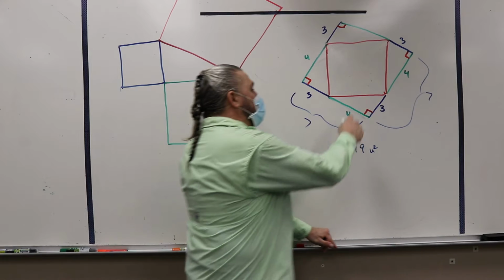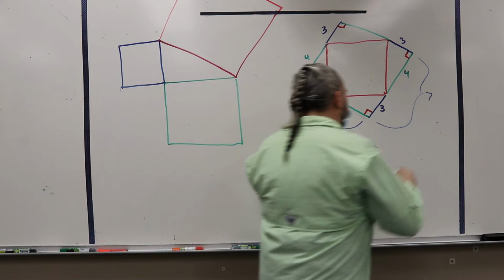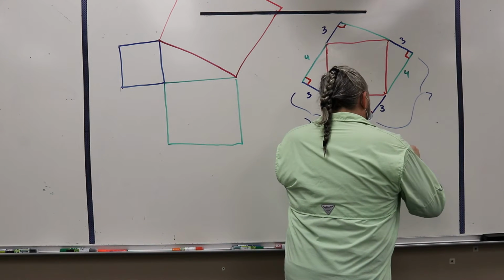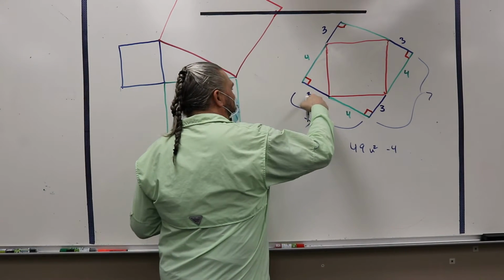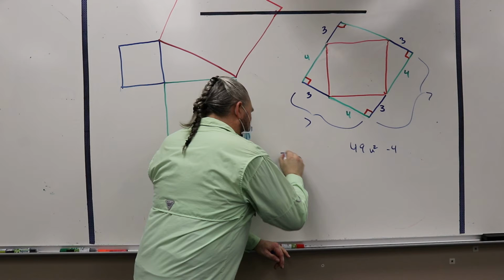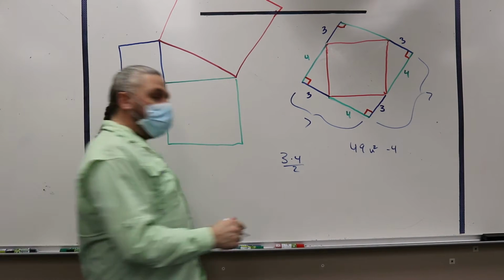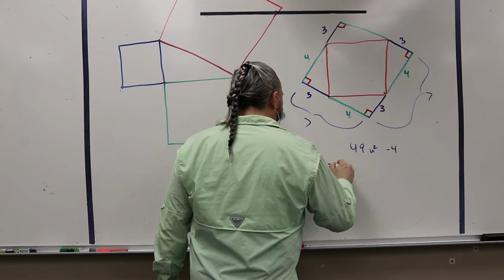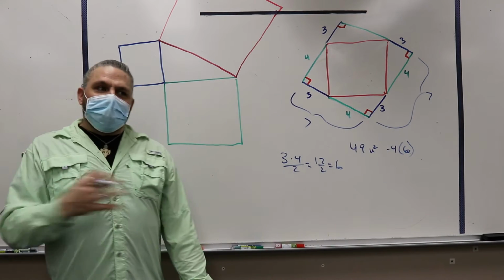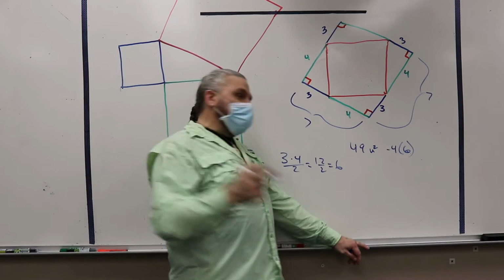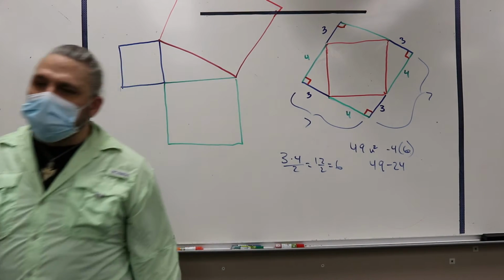So then I'd have to subtract these 4 triangles, right? How many triangles would I have? 4. What would each triangle be? It'd be 3 by 4, right? So 3 times 4 times 1/2, which is 12 over 2, which is 6. So it'd be 4 of those 6s. How much is 4 sixes? 24. So we'd have 49 minus 24, which is how much?